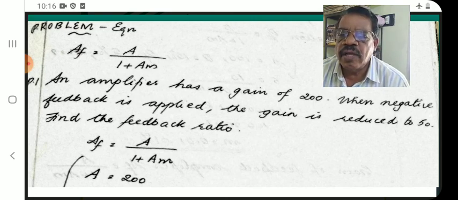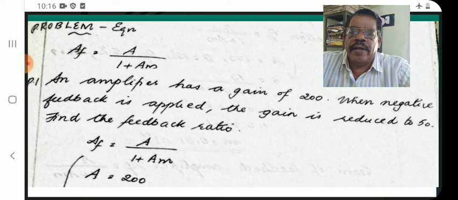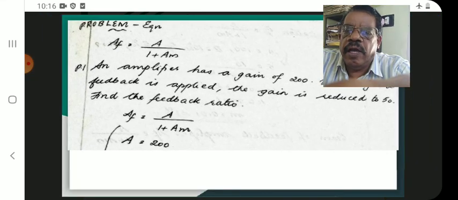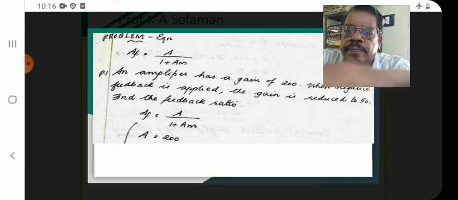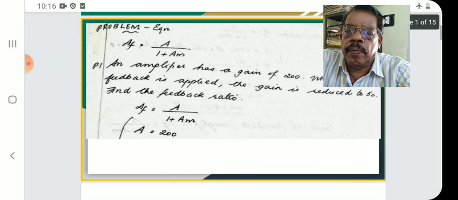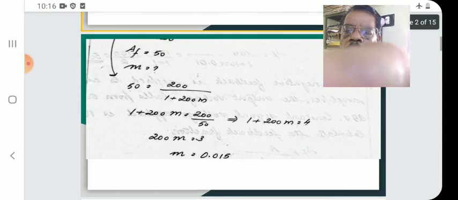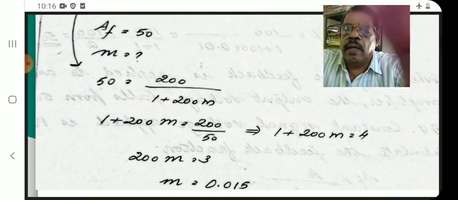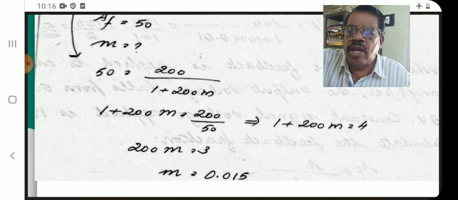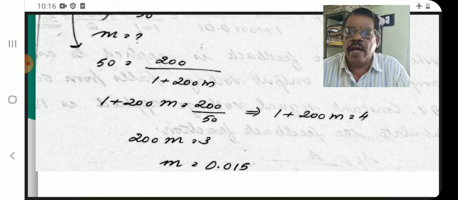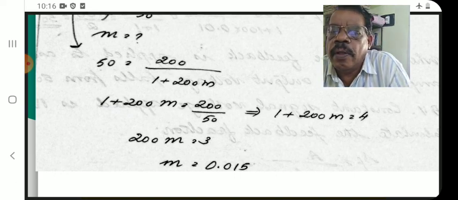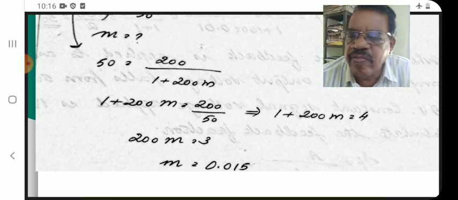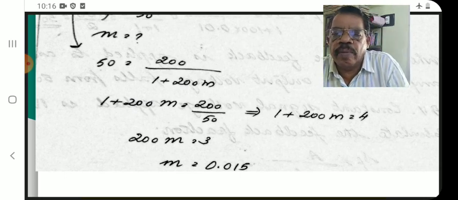AF is equal to A by 1 plus AM. A is 200. AF is 50. M is to be found. Substituting the values, we get 50 is 200 by 1 plus 200 M. On cross multiplication we get 1 plus 200 M is 200 by 50.